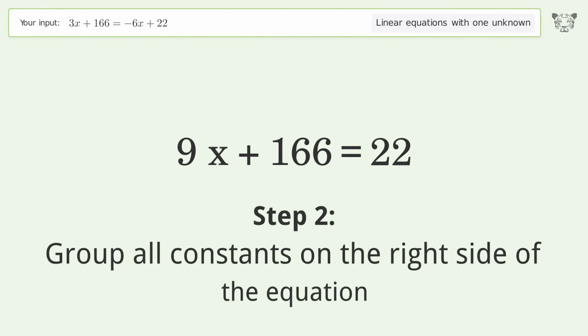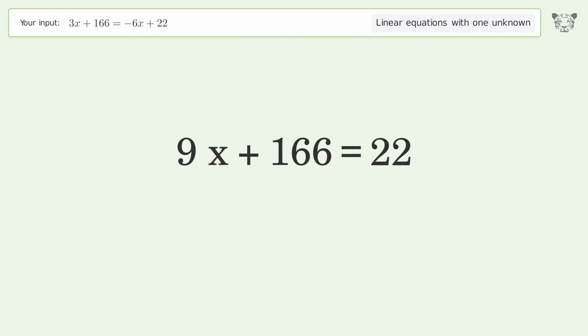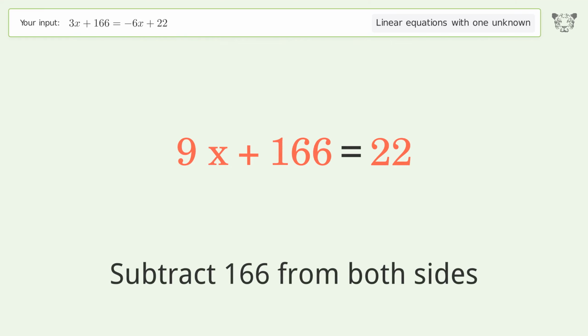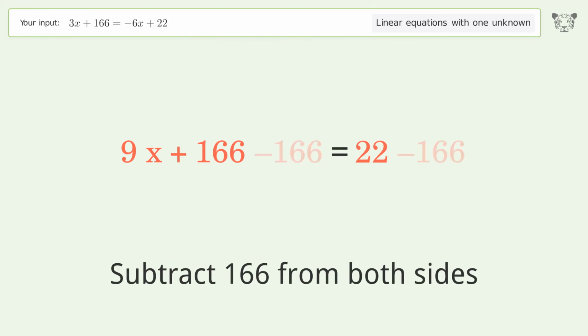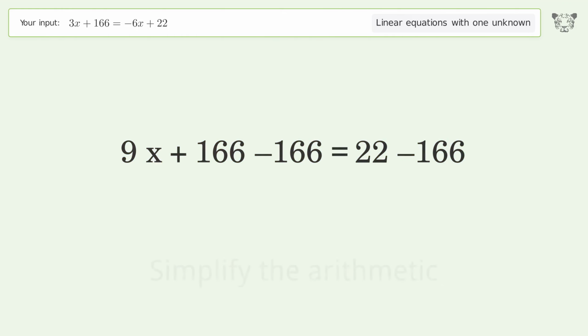Group all constants on the right side of the equation. Subtract 166 from both sides. Simplify the arithmetic.